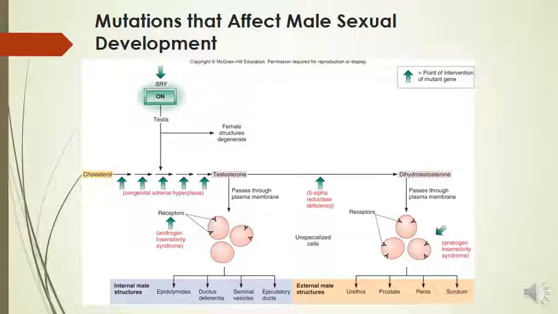The green arrows indicate where mutations disrupt normal sexual development. And there are specific diseases which have been identified here, such as 5-alpha reductase deficiency, congenital adrenal hyperplasia, and androgen insensitivity syndrome.